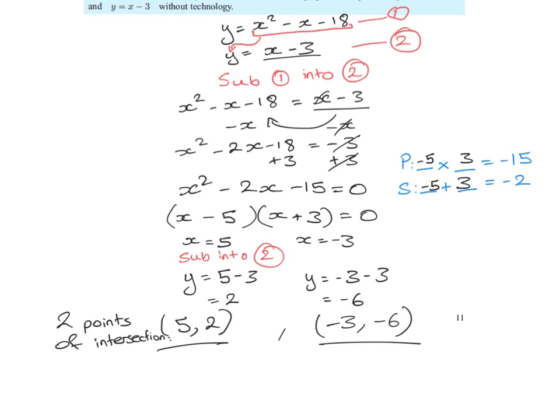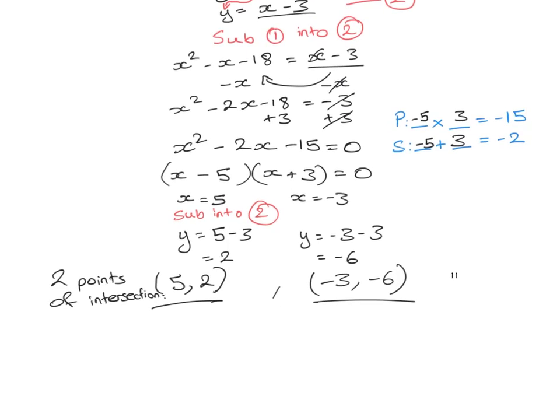If we go back to the previous example, we saw that this had two solutions, 2 points of intersection. And that also meant that this quadratic here had two solutions. So it's important to understand that the number of points of intersection corresponds with the number of solutions the quadratic that you're going to get has.